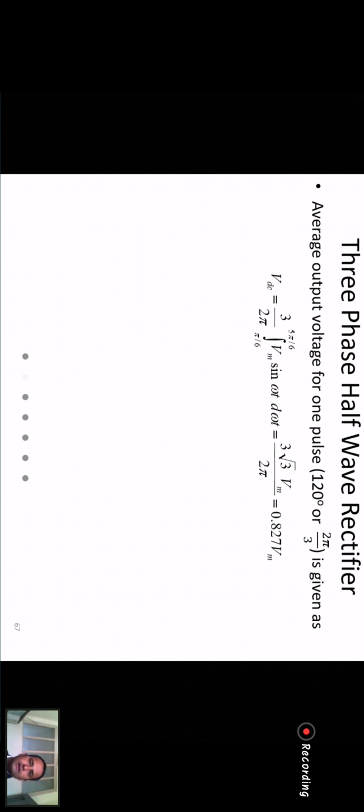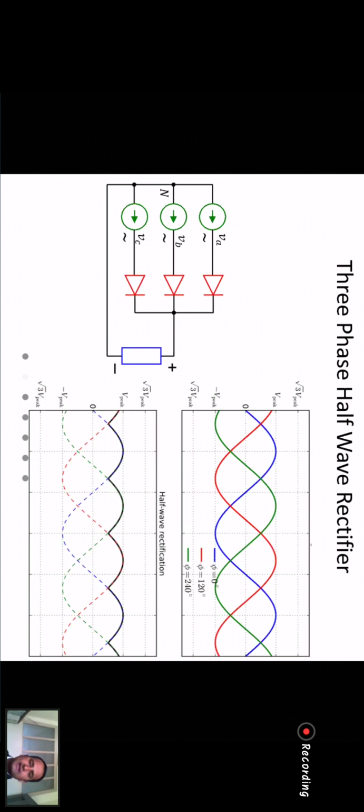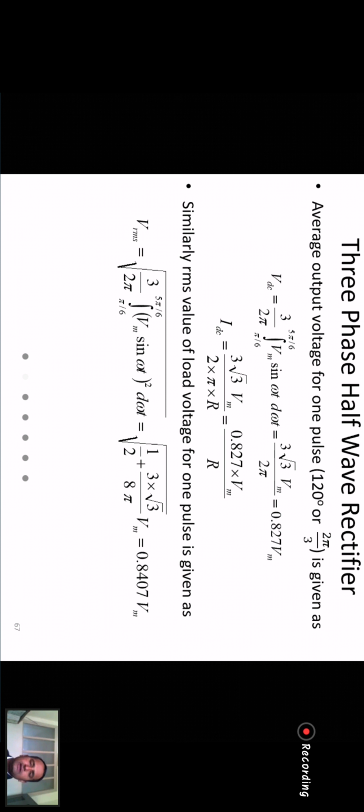To find out the performance parameters of this three-phase half-wave rectifier, the average output voltage for one pulse, that is 120 degrees, is given by this. You will find output DC voltage equals 0.27 of Vm. So IDC is equal to 0.27 Vm divided by R if it is a pure resistive load. Similarly, the RMS value of load voltage for one pulse is given as 0.847 Vm.